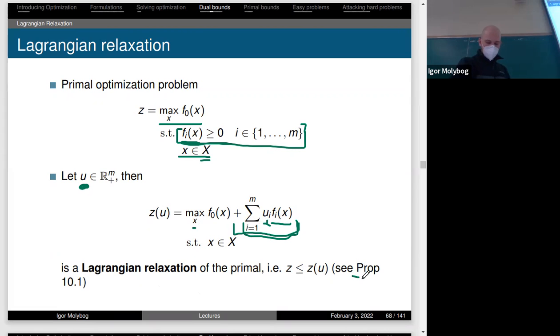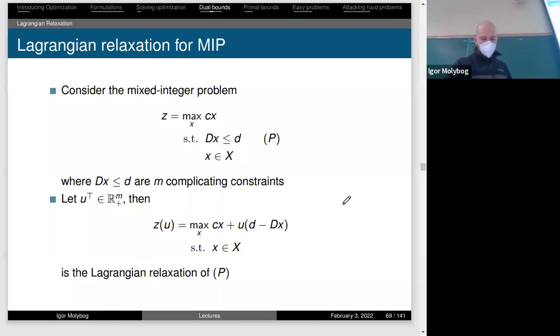There's a proposition 10.1 that you can look up that tells us that for any u that is non-negative, we have the inequality that the solution to our original problem is going to be less than or equal to the solution to our relaxation. If we are considering a maximization problem, this would give us an upper bound, which is the dual bound in our case. So this is the mechanic of how exactly you perform a relaxation.